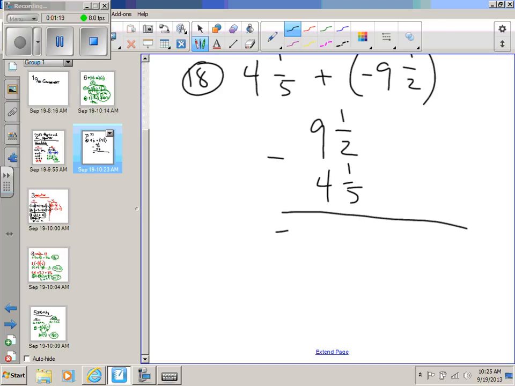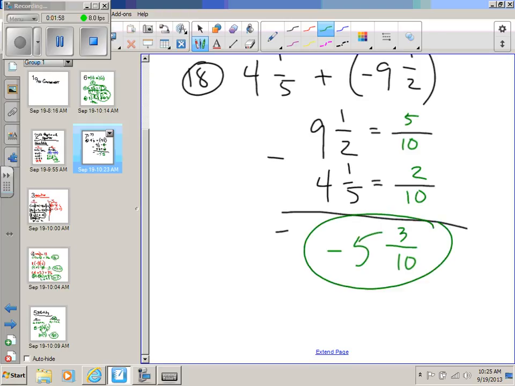In order to add or subtract with fractions, what has to happen? I need a common denominator. And between a 2 and a 5, that's a 10. So remember how this works. To get from a 2 to a 10, that's times 5. Multiply the top by 5, and I get 5. 5 times 2 to get 10. 1 times 2 is 2. So now we're good. 5 minus the 2 is a 3. 9 minus a 4 is a 5. And we said it was negative 5 3/10.